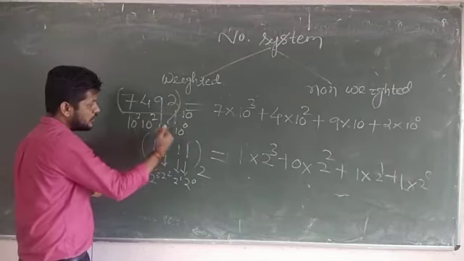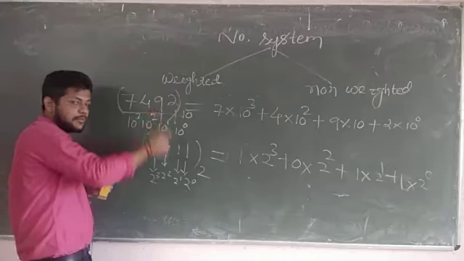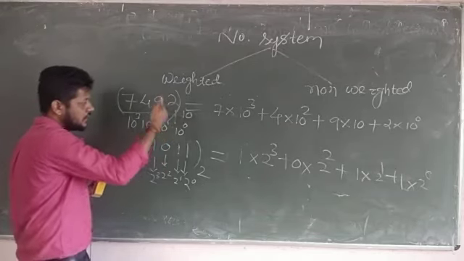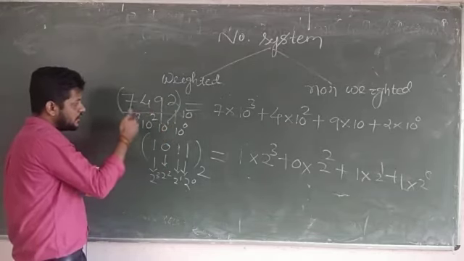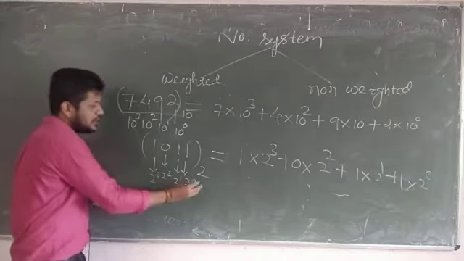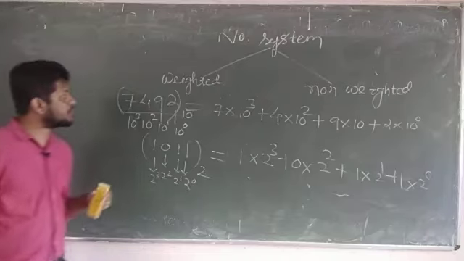That is 10 to the power 0, then 10 to the power 1. Each time the weight increases by 10 times. First the weight is 1, then 10, then 100, then 1000. So obviously the weight increases by 10 times because the base is 10. Here the weight increases by 2 times because the base is 2.